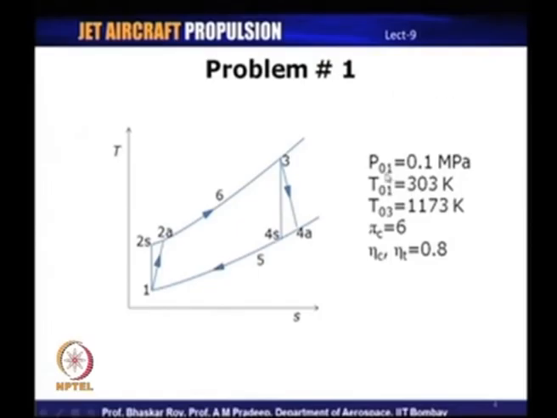Now, what are the data specified for us? We have the inlet conditions P01, which is 0.1 megapascals, T01, that is the stagnation temperature at state 1, that is 303 kelvins. We also have the maximum cycle temperature, which is T03, that is 1173 Kelvin. The pressure ratio is 6, and I have indicated the pressure ratio as pi C. Then we have the compressor and turbine efficiency, each of them equal to 0.8.